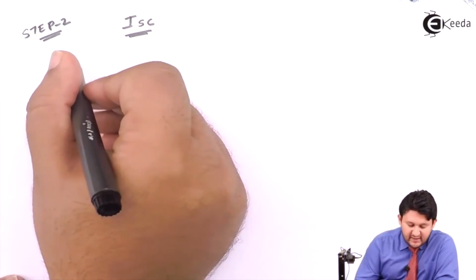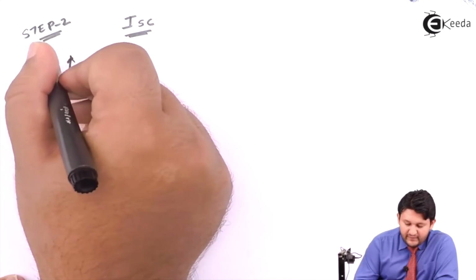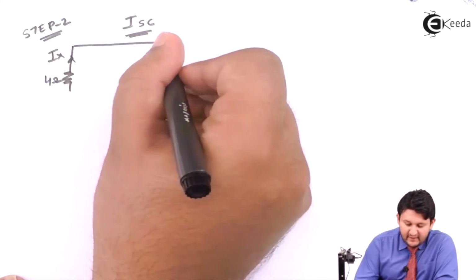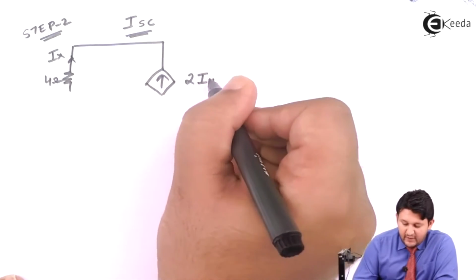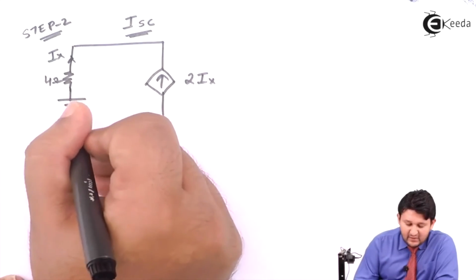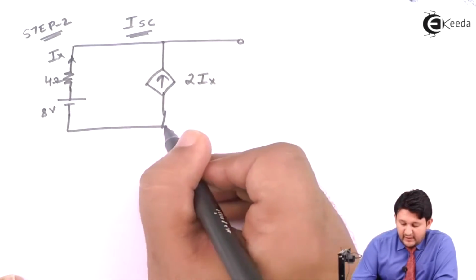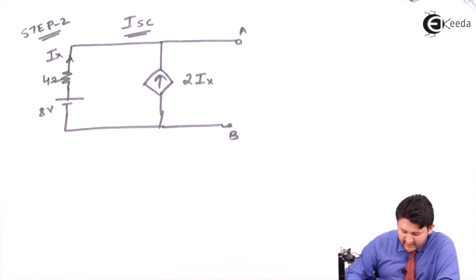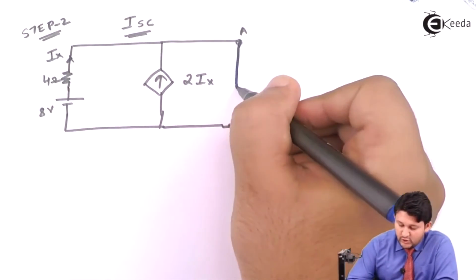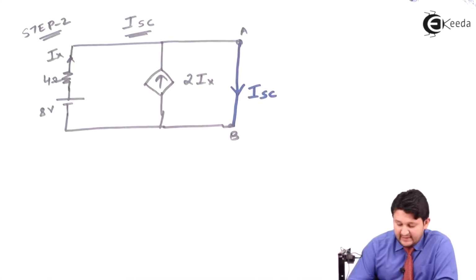So your circuit will look like this. This will be your resistance, my dear friend, 4 ohm. This will be your Ix, your dependent current. This will be your dependent current source having the upward direction, 2 of Ix, my dear friend. This will be your voltage which you got, 8 volts. This will be your A and B. Since you need to find short circuit, you need to short this part. So over here, you'll be getting ISC current.